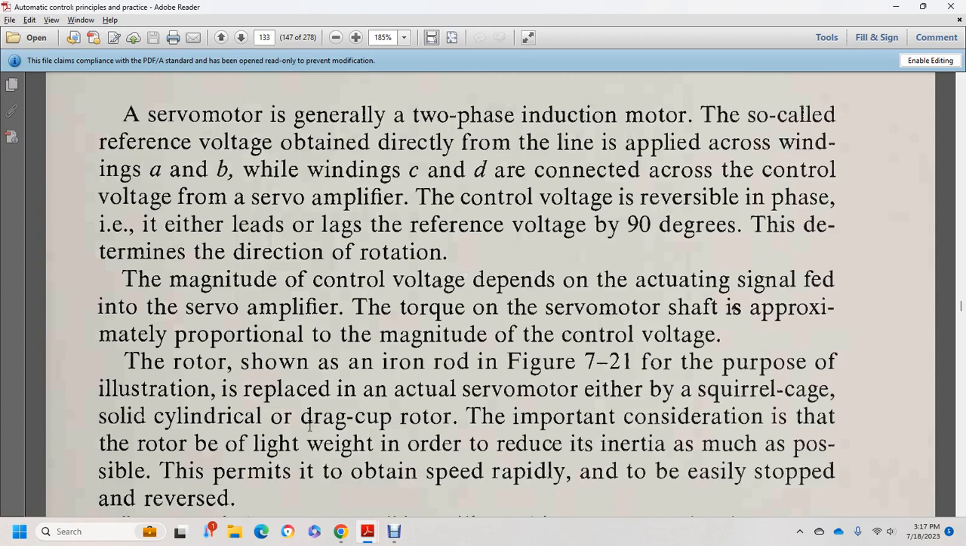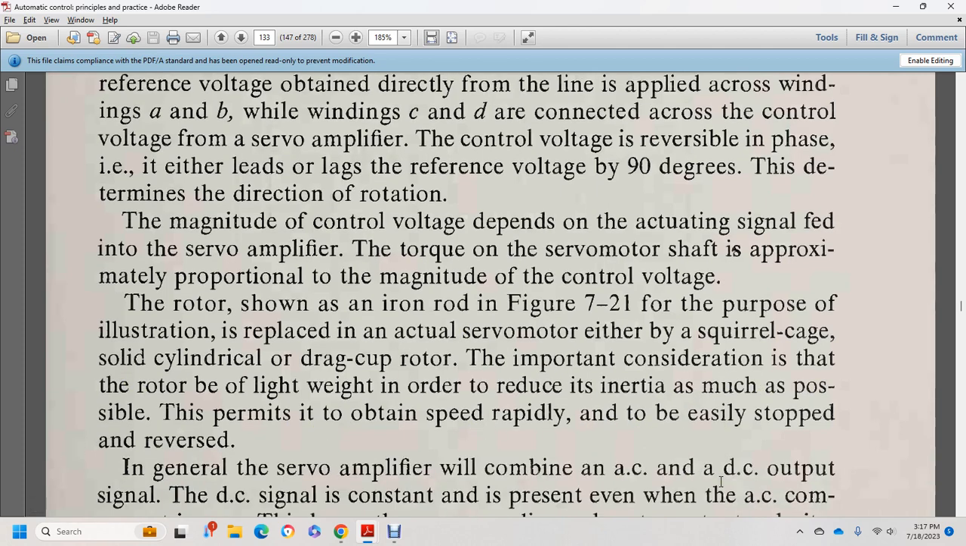The rotor is shown as an iron rod in figure 721. The purpose of the illustration is to complete the actual servo motor, either the squirrel cage, the solid cylinder, or the drag cup rotor. The important consideration is that the rotor be lightweight in order to reduce inertia, which permits the motor to obtain speed rapidly and be easily stopped or reversed.